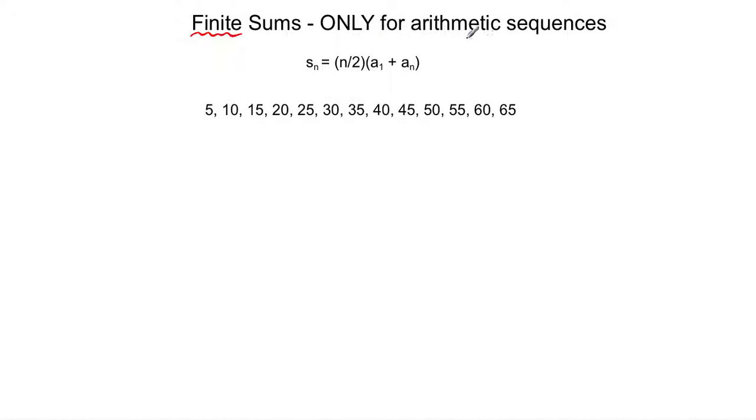So here I have a finite sequence, 5 through 65, counting by 5s. This is the sum. So S sub n, well, how many are there? 1, 2, 3, 4, 5, 6, 7, 8, 9, 10, 11, 12, 13. So the sum of the 13 terms is going to be equal to 13 divided by 2 times a sub 1, which is 5, plus the last digit, 65.